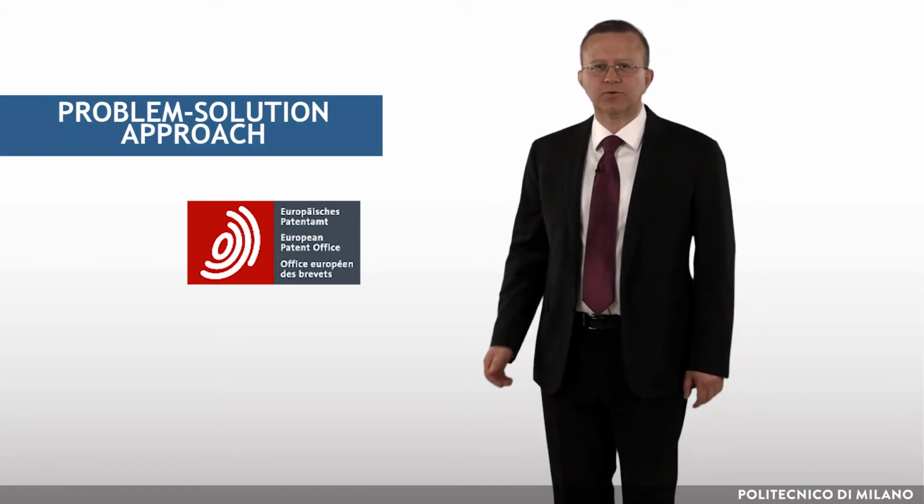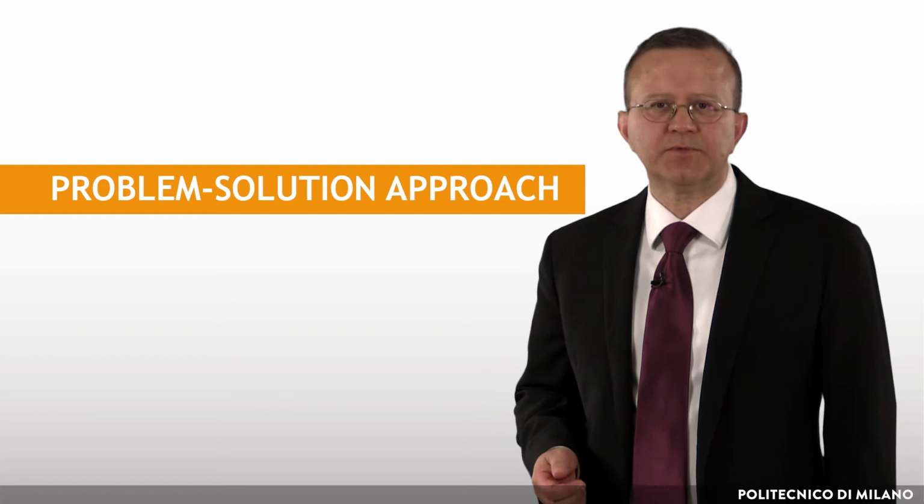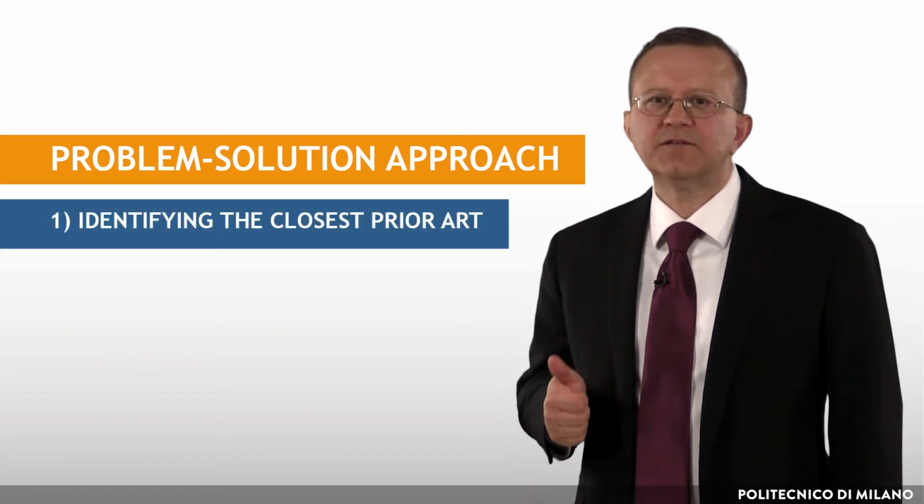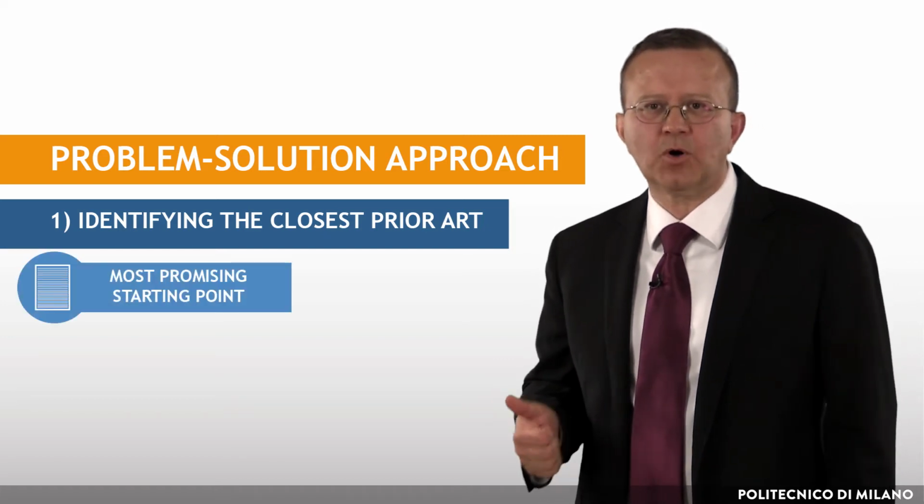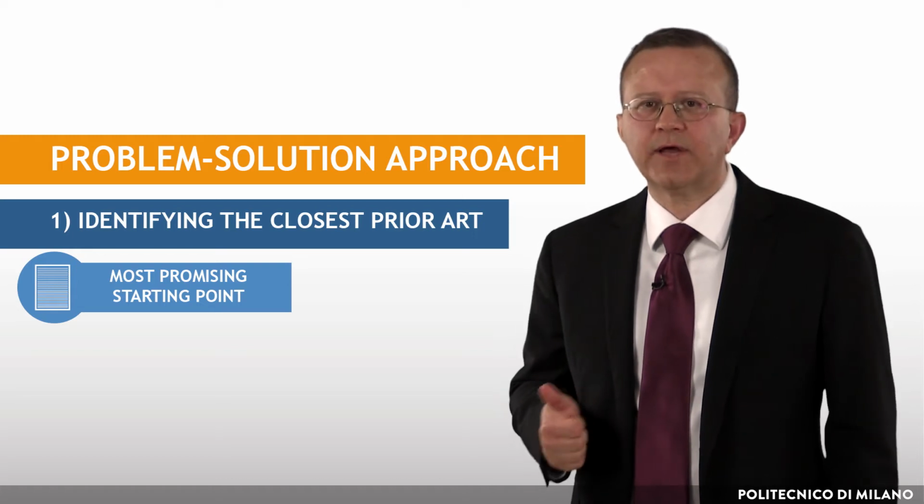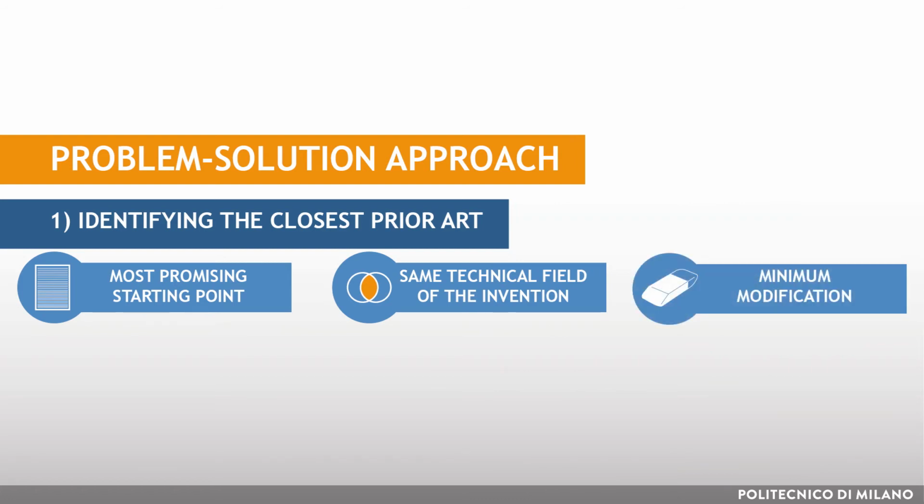The European Patent Office has developed a well-defined procedure to establish the presence of an inventive step, starting from documents comprised in the state of the art, the so-called problem-solution approach. The problem-solution approach consists of 3 main steps, which may be further subdivided. The first step is identifying the closest prior art, which means the document which represents the most promising starting point for an obvious development in the direction of the invention. The closest prior art should belong to the same or very close technical field of the invention, and it should require the minimum modification to arrive at the claimed invention.